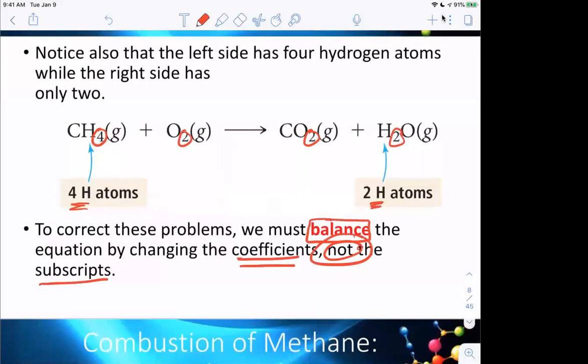But I can say I need 2 methane molecules, or I need 5 waters. I can change my coefficients, and I'm going to try to do this so that what goes in comes out, and the number and types of atoms on the reactant side are equal to the numbers and types of atoms on the product side.